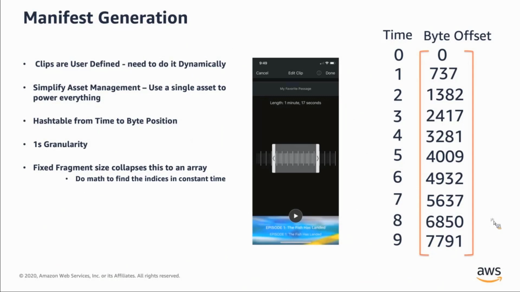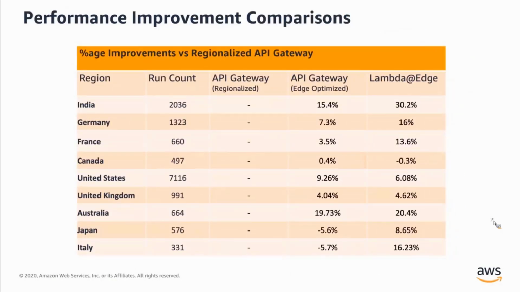So now that we've figured out how we are going to create manifests, it was time to run this prototype. And so we used a third-party tool such as Catchpoint to help us here by setting up a worldwide performance test. And so here are the results that we got from that test. So we tested a regionalized API Gateway, edge-optimized API Gateway, and compared it to Lambda@Edge. Now, taking regionalized API Gateway as the control, we saw double-digit performance improvements compared to regionalized API Gateway.